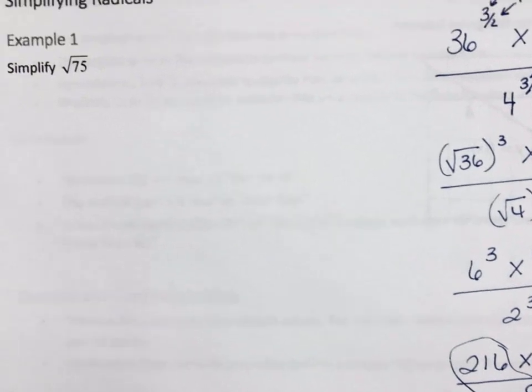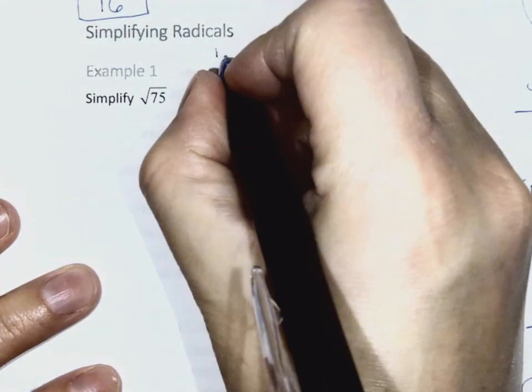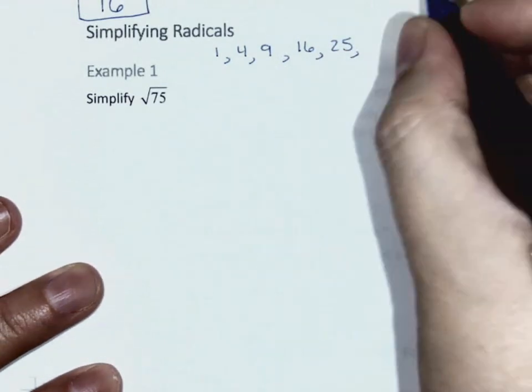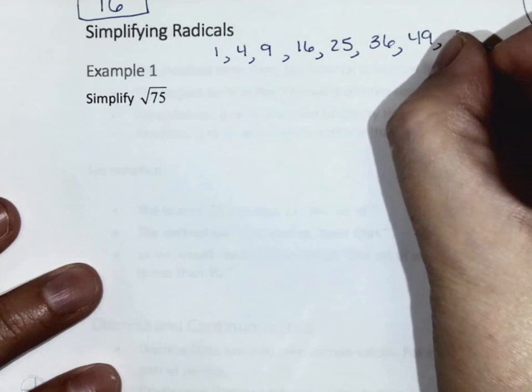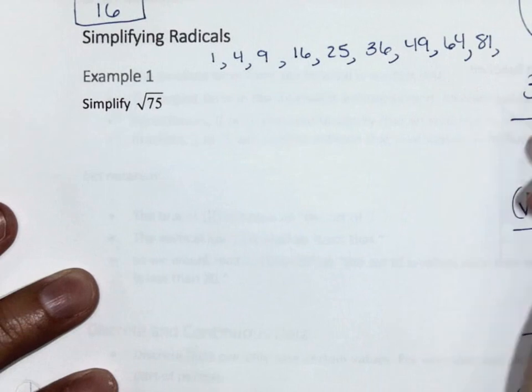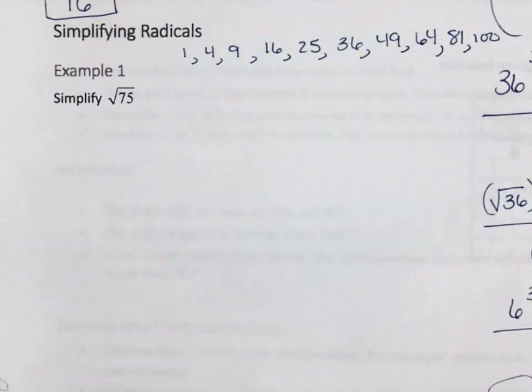The next part is we're going to simplify radicals. Remember those perfect squares we were talking about? 1, 4, 9, 16, 25, 36, 49. What comes next? 64, 81, 100. There's your first 10 perfect squares. And I think that we should have those committed to memory. I know you guys worked really hard on them in grade 10. So kudos to you guys.